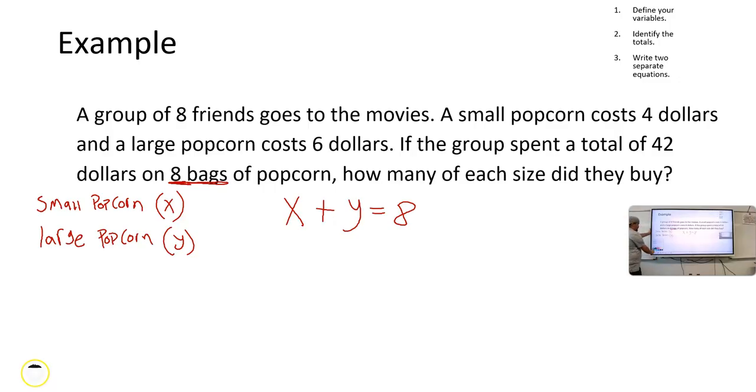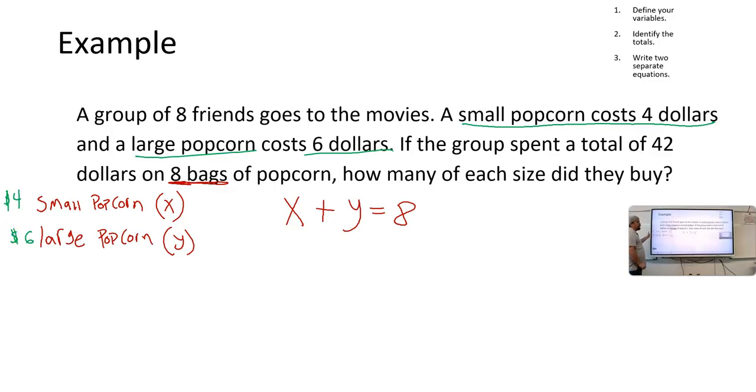All right, so what about the cost? Looks like it says small popcorn costs $4. So I'm going to put a little 4 right here to help me remember that. And $6 for a large popcorn.